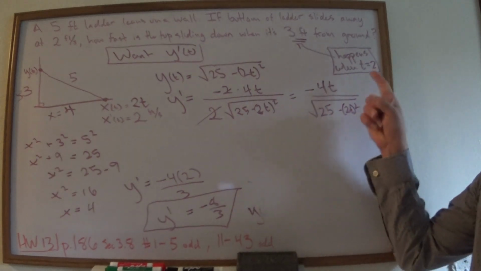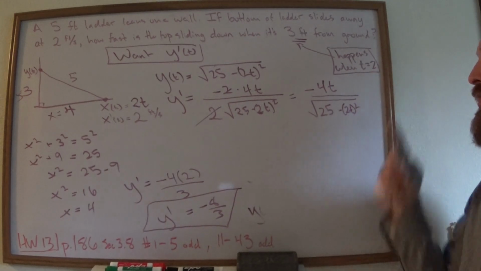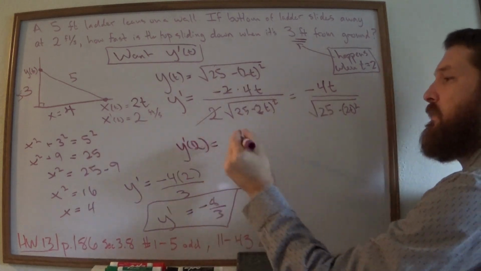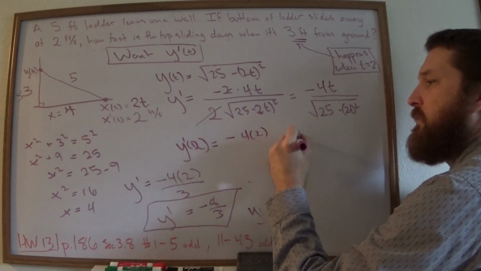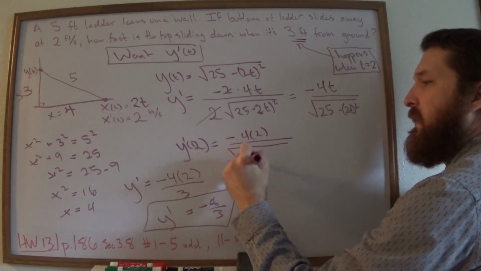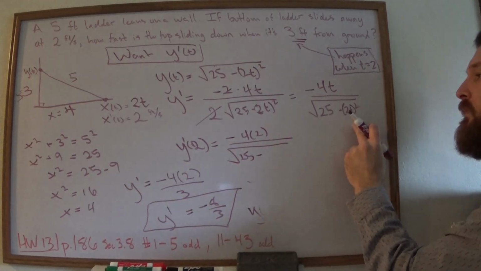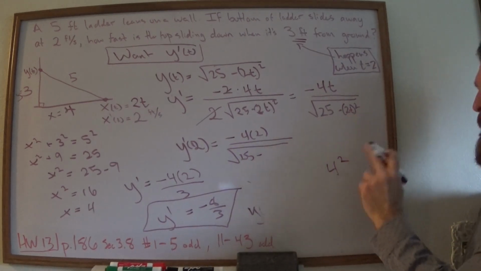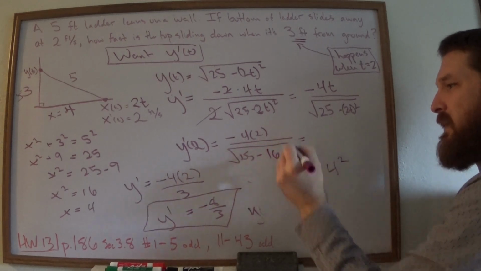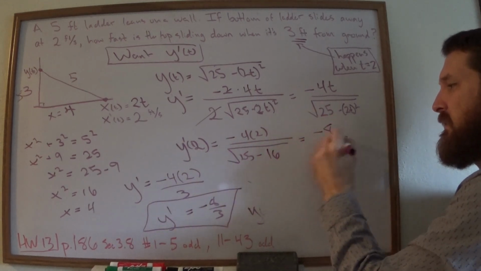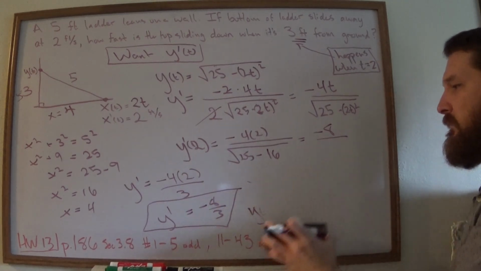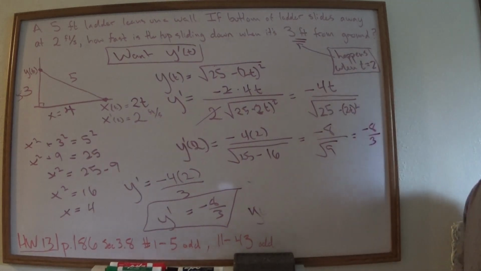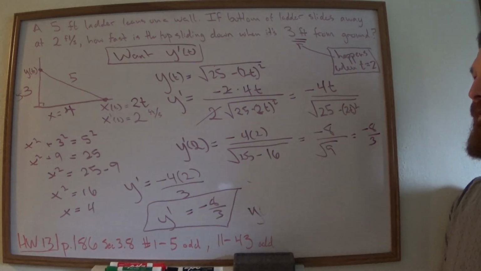Now we did the work and said that happens when t is 2, so I want y prime of 2. So I plug in a 2, I get my negative 4 times 2 all over 25 minus 2t would be 4 squared, right? 16. 25 minus 16, I believe, is what, 9? Yeah. And square root 9. Nice. Cool. Okay. Neat.